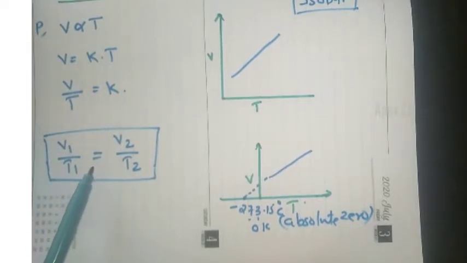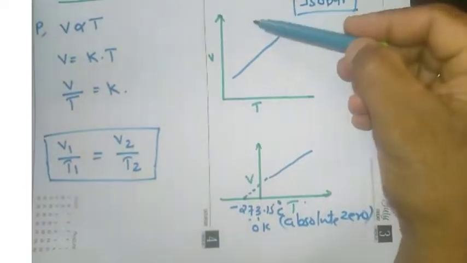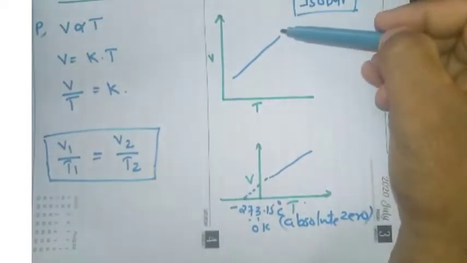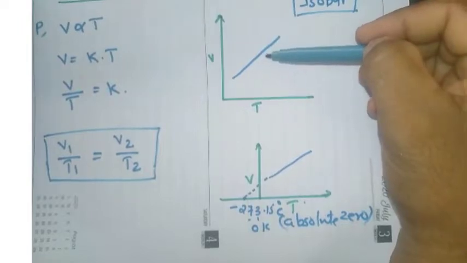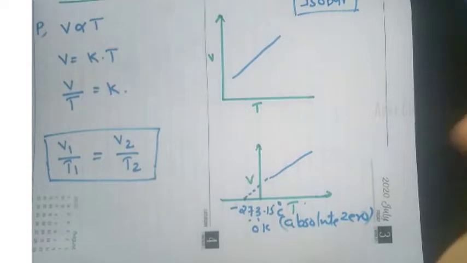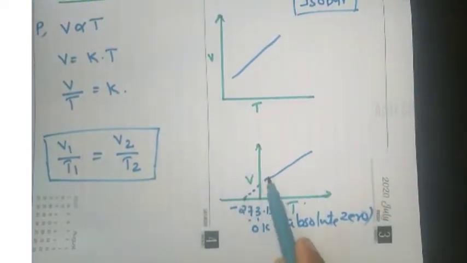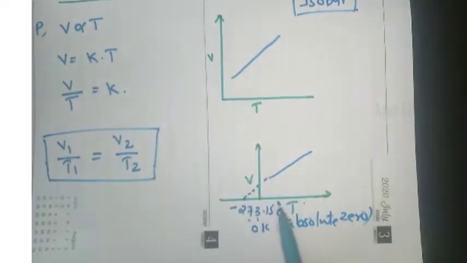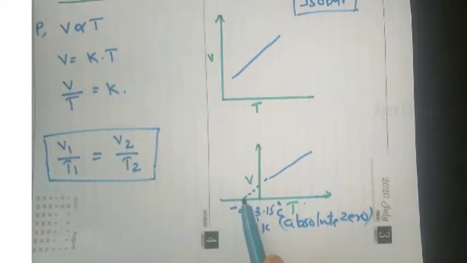Then how can you represent Charles law graphically? Simple. A graph is plotted of volume against temperature at constant pressure. So the graph is like this. This graph is called an isobar. Then if this graph is extended backward, it meets at a point where the volume becomes 0.